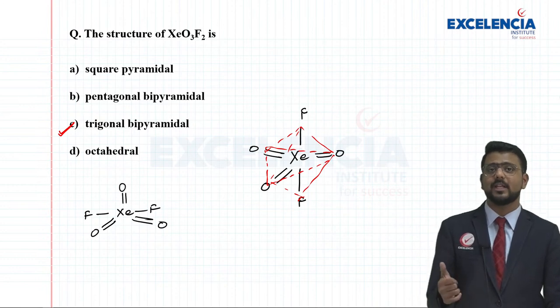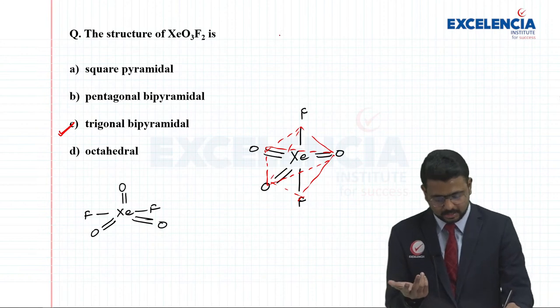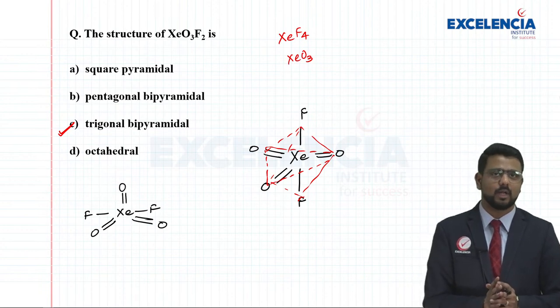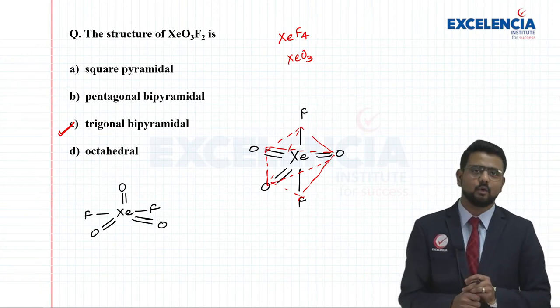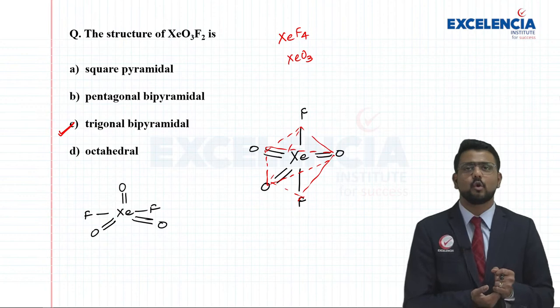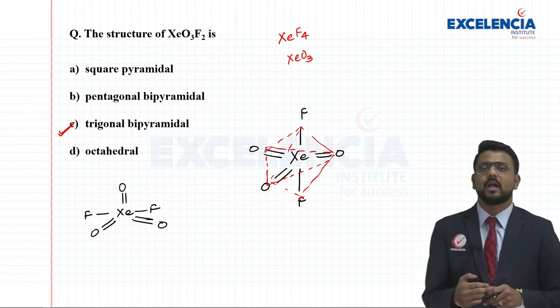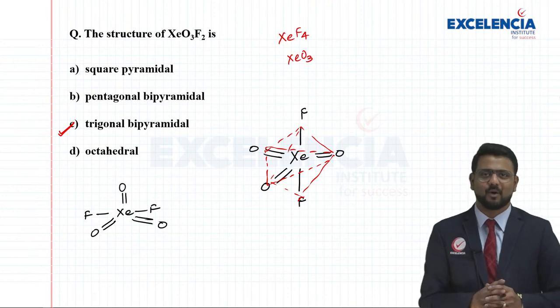Likewise, they can ask you any question which is based on the geometry of a xenon compound. So they can ask you maybe for XeF4 or XeO3. Could be different other compounds as well. Just stick to the basics of finding the Lewis structure, counting the number of electron domains, how many bond pairs, how many lone pairs are there, and accordingly, you can determine the geometry or the shape of the molecule.